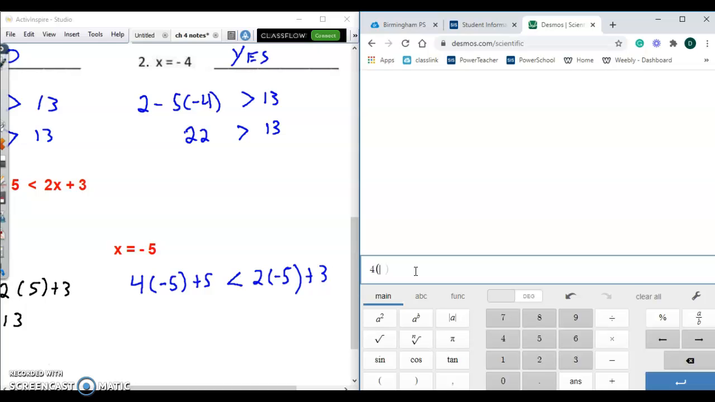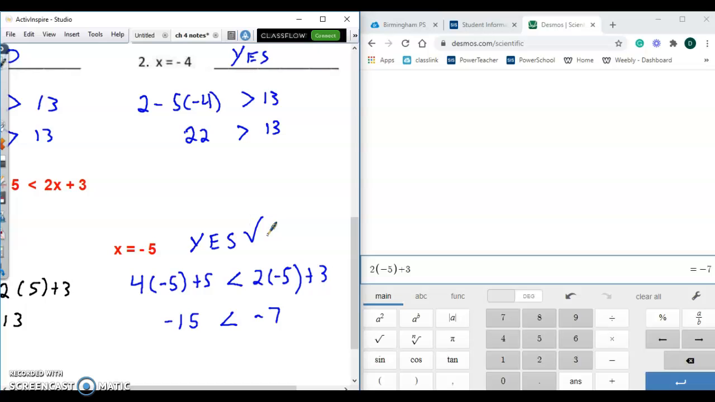So 4 parentheses negative 5, because that's 4 times negative 5. It's going to give us negative 20. We're going to add 5 to that. That gives us negative 15. And then we have to do the other side. So we have 2 parentheses negative 5, and then plus 3. And that gives us negative 7. Is negative 15 less than negative 7? Well, with negative numbers, yes, the bigger the negative number, the smaller it is. So this would be yes, it does check out.